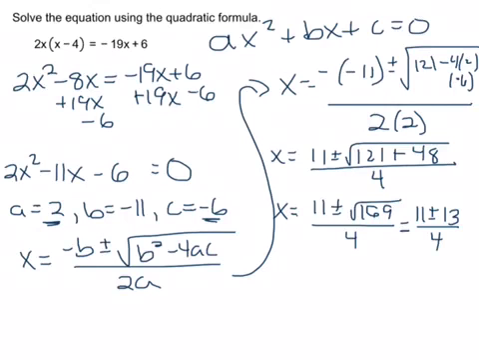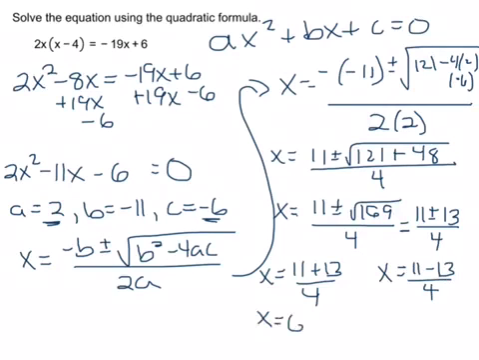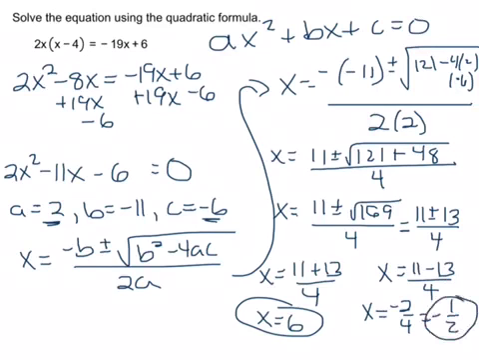Okay, so we've got two answers here. We've got x is equal to 11 plus 13 over 4, and x is equal to 11 minus 13 over 4. See, 11 plus 13 is 24, divided by 4 is 6, and 11 minus 13 is negative 2, and negative 2 over 4 is negative 1/2. And we are finished.